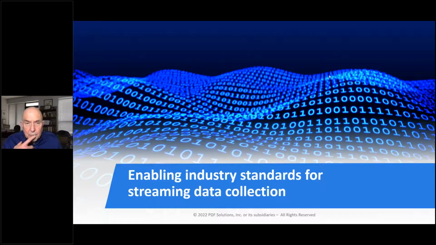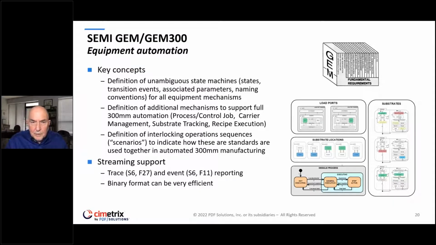All right, the next section I'm going to go through real quickly because I want to leave plenty of time for Mike to talk about the solution candidates. The good news is that we have 2 very mature, very broadly used standards in the industry for supporting streaming data. One that people should be familiar with for many, many years, and that's the GEM 300 standard. It has a set of capabilities defined for equipment that are supported by a whole set of messages and explicit state machines, and streaming support is provided by the S6F27 trace reporting capability and the S6F11 event reporting.